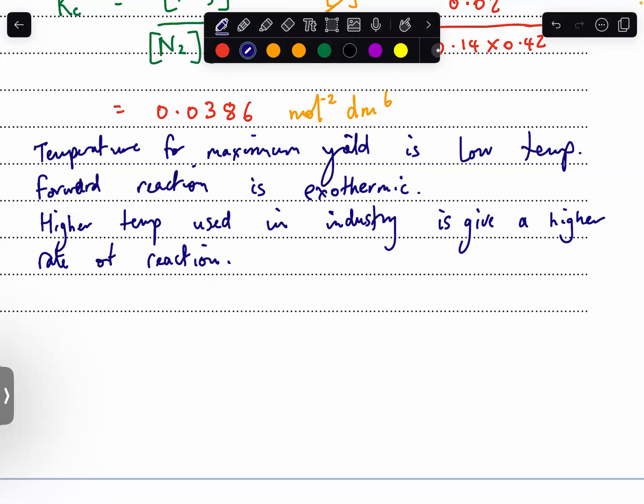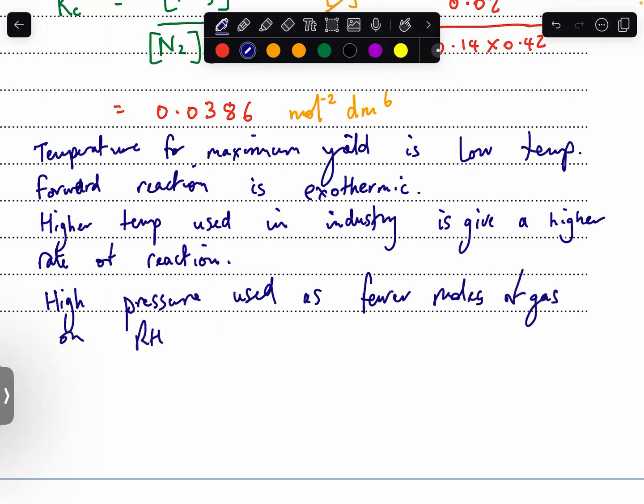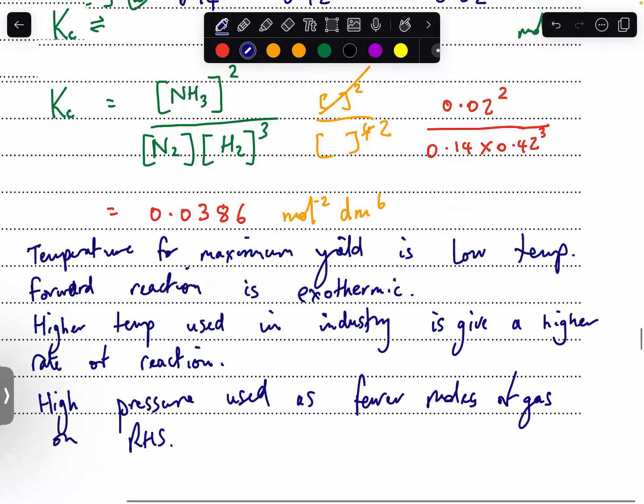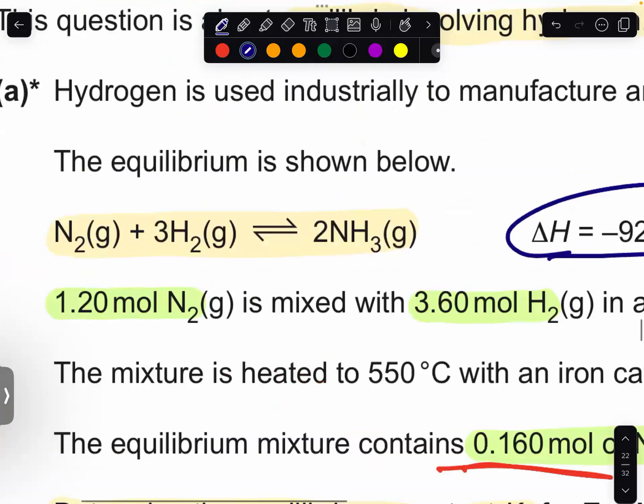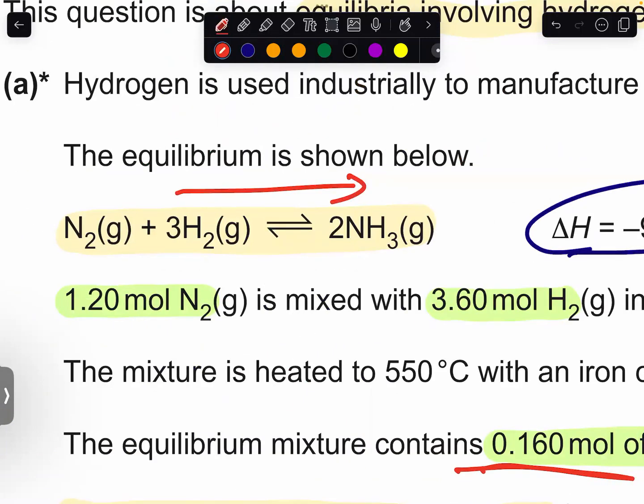As for pressure, high pressure is used. Why? As there are fewer moles of gas on the right-hand side. It's a bit of Le Chatelier's principle. If we increase the pressure, the equilibrium will shift to the right-hand side to oppose that change in increased pressure, because the right-hand side has fewer moles of gas, which will counteract the increase in pressure.